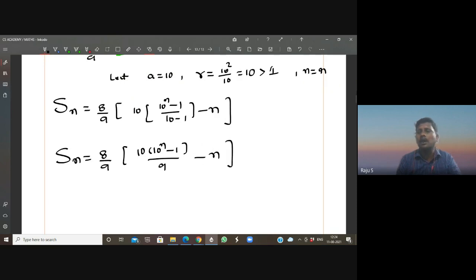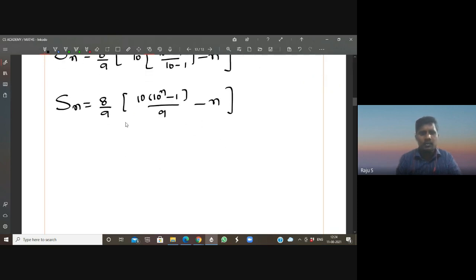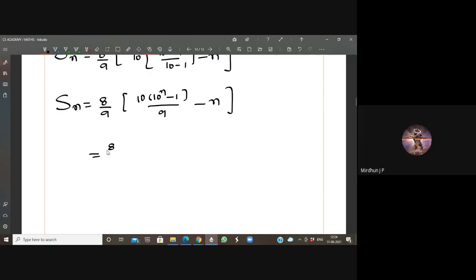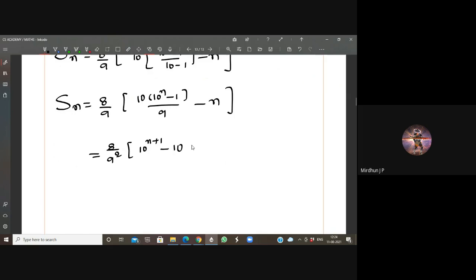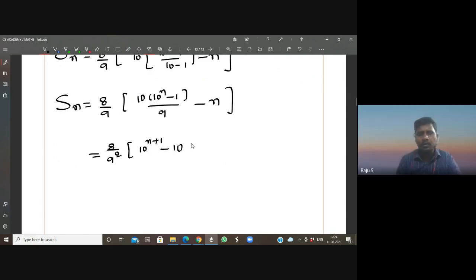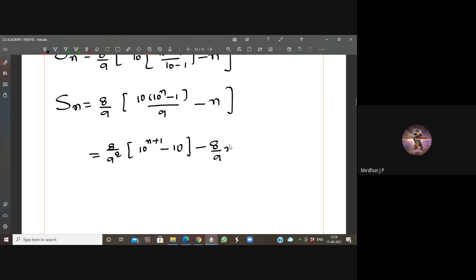This is the answer. Even you may multiply also. Multiply with 8 by 9, we will get 8 into 10 power n minus 9n by 81, sir. 10 power n minus 10. Or we can take minus 9. Is that clear?